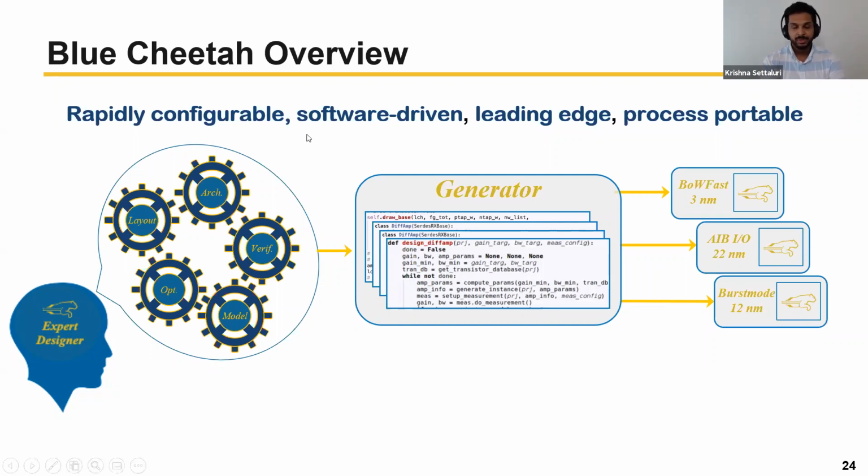Now, the benefit of doing this is not only does it enable rapid configurability and going at the speed of software, but as we'll show you in this presentation, we're able to do it in a way that enables process portability and going across different technology nodes and producing multiple variants and whatnot. Right? Next slide.